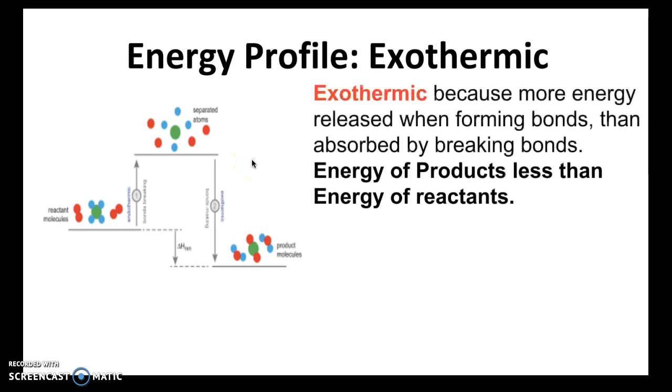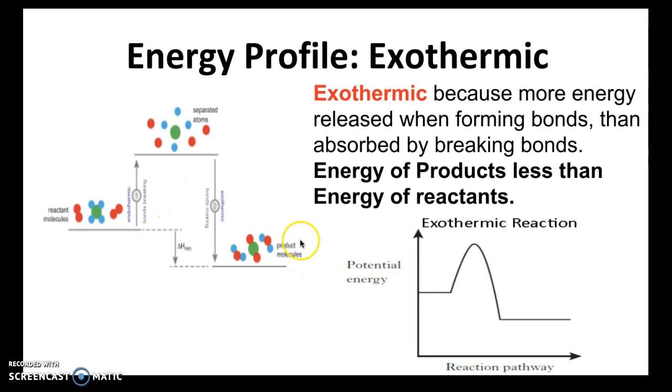It's exothermic because more energy is released when forming bonds. Notice how this line is a lot longer. We're releasing more energy when we're forming bonds than we absorbed when we broke them. So overall, there's a loss of energy because we lost more than we gained. We can also tell that by looking at the energy levels of the products versus the reactants. The products are down here and the reactants are higher, so the reactants have a higher energy than the products. So clearly we had to lose energy.